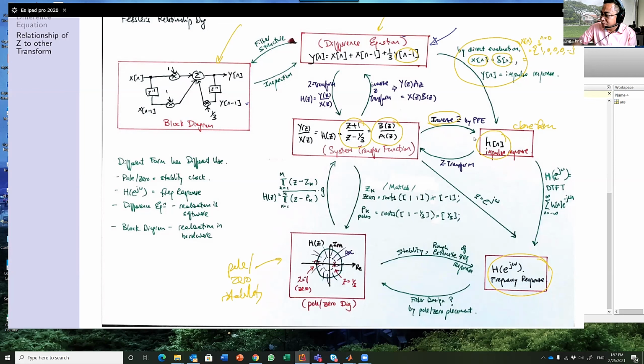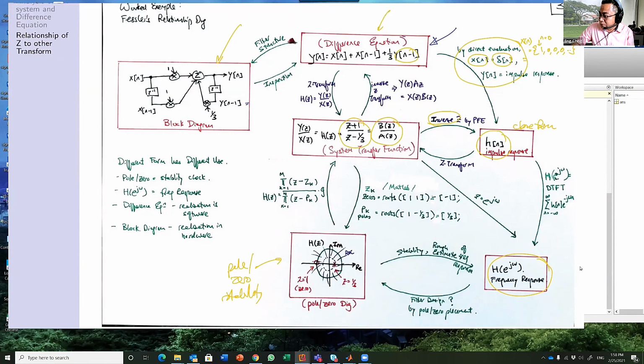We can go from here to here, get a finite impulse response, go from here to here, we get H(e^jω). For an infinite impulse response, there's only one way. We go from the difference equation to the transfer function, and then we substitute z equals e^jω to get this. So I'm now going to start to explain how and why. I'll pause the recording first.